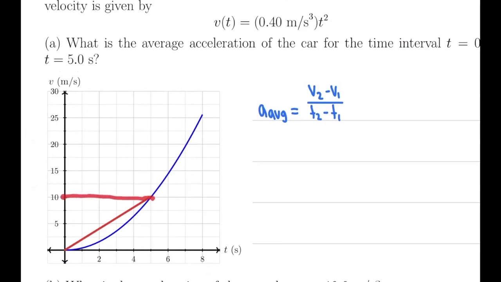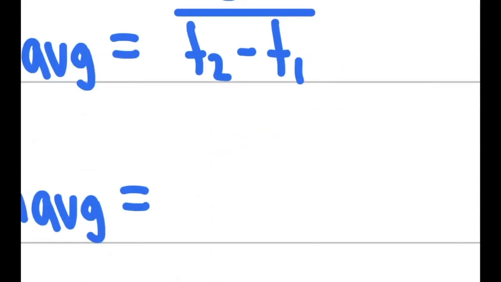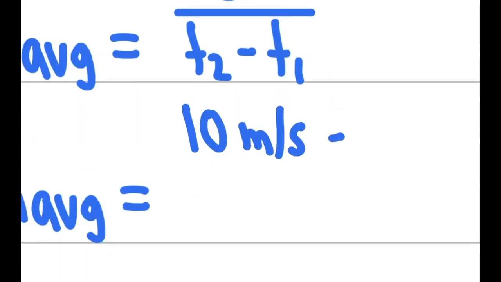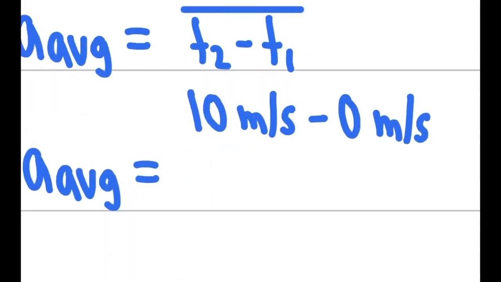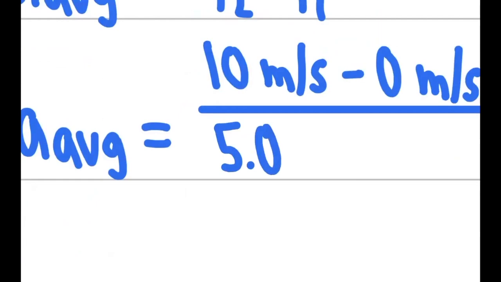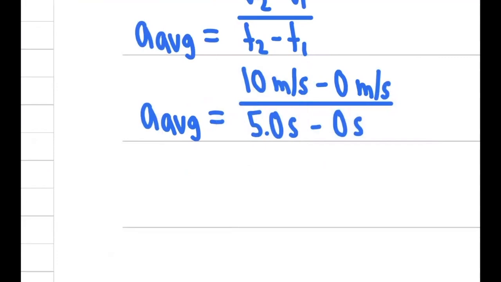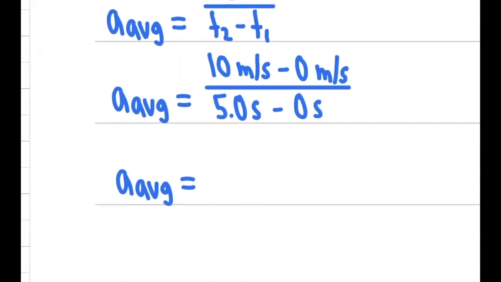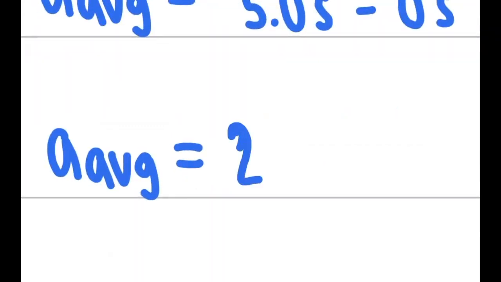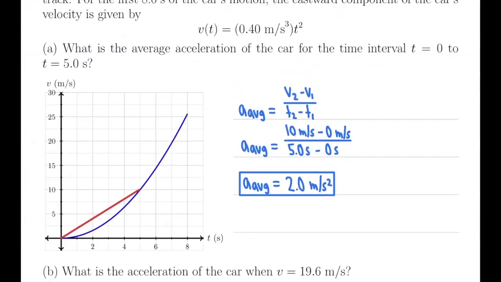So you can see the velocity is 10 meters per second at the end, and it's initially 0. So 10 meters per second minus 0 meters per second over the 5-second time interval. So 5.0 seconds minus 0 seconds. Basically, we have 10 divided by 5, and that's just 2. And this is meters per second, so it's meters per second squared. So 2.0 meters per second squared. All right? I mean, this is just an Algebra 1 problem.